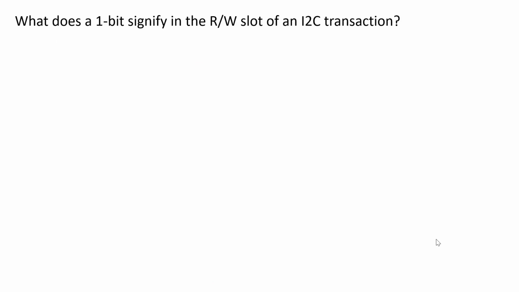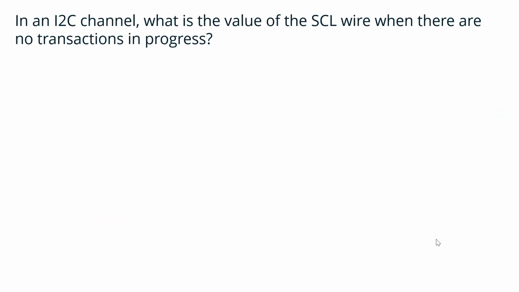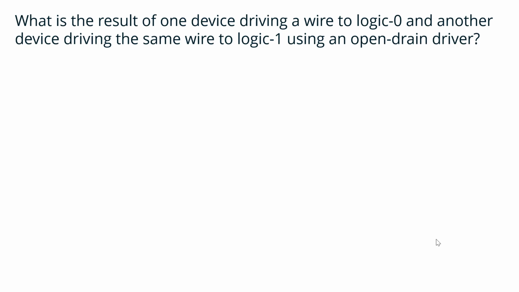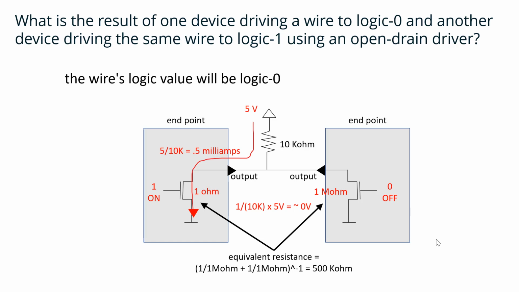What does a 1-bit signify in the RW slot? That means read, right? What's the value of the SCL wire when there are no transactions in progress? High. Yep. What's the result of 2 devices driving a single wire to logic 1 using a push-pull driver? 1. What's the result of one device driving a wire to logic 0, another device driving the same wire to logic 1? Yeah, it's a short circuit.